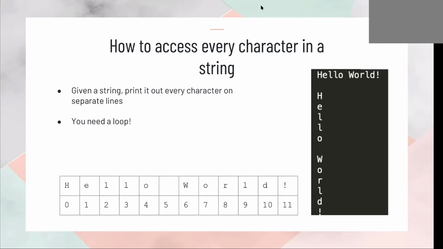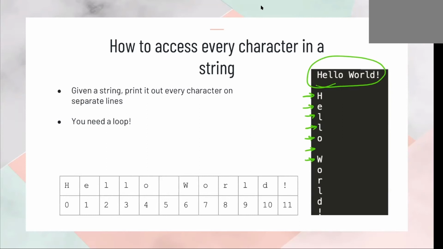So let's say I give you a string. And the string is hello world. I want you to take this string and print out every individual character on a separate line. So it is going to be H and then E and then L and then L and then O and then space and then W. So like, this is how I want you to do it.